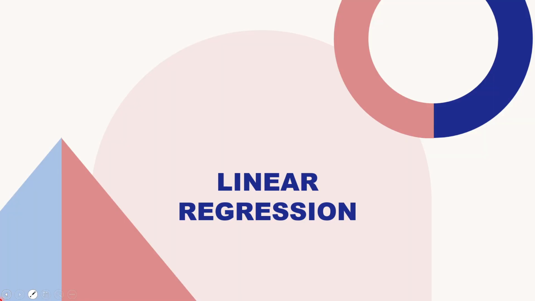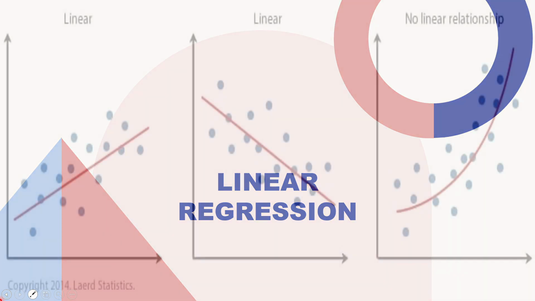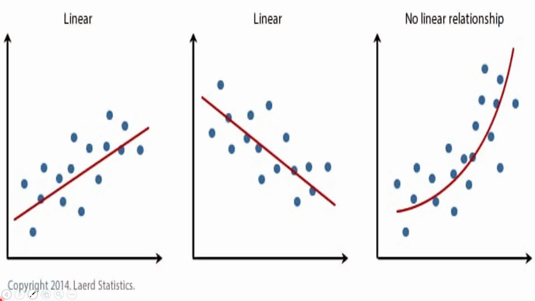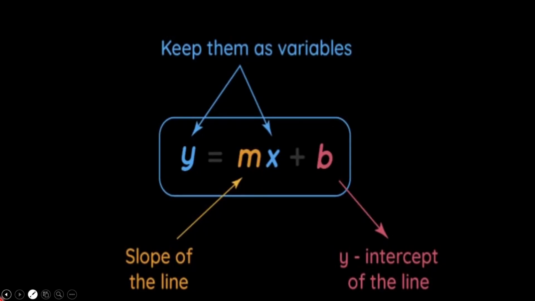Next, coming to linear regression. Linear regression is primarily used for regression problems. It is used to make continuous predictions depending on the variables. When it is a straight line, it is linear, and otherwise not. The formula for linear regression is y equals mx plus b. Here y and x are the variables, m is the slope and b is the y-intercept of the line.